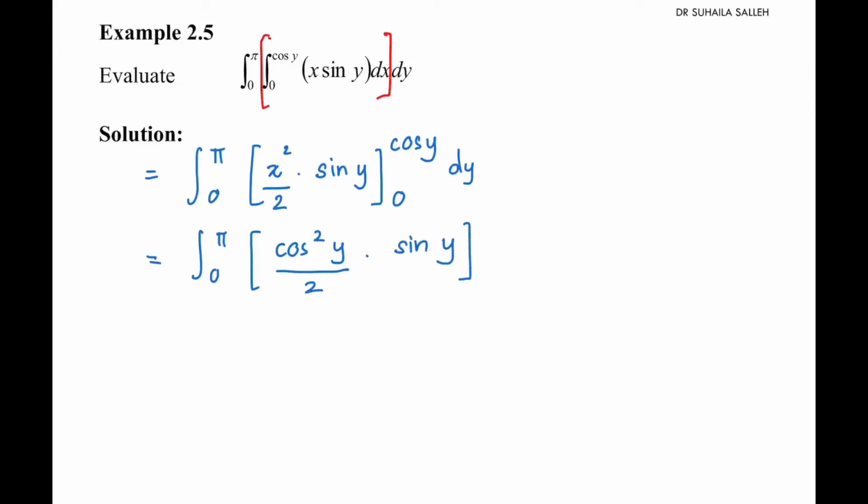Alright, take away 0, so I don't have to write that down. Okay, so now let me bring this half out here. So half of cos squared y times sine y. At this stage, you should recognize that we cannot integrate directly. We have to use a method of integration.